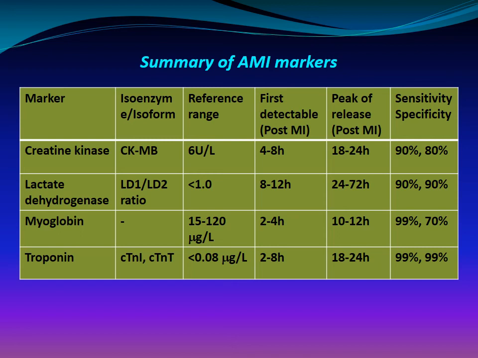Myoglobin. Reference range 15 to 120 microgram per liter. First detectable post-MI 2 to 4 hours. Peak of release post-MI 10 to 12 hours. Sensitivity 99%, specificity 70%. Troponin, cardiac troponin I and cardiac troponin T. Reference range less than 0.08 microgram per liter. First detectable 2 to 8 hours. Peak of release 18 to 24 hours post-MI. Sensitivity and specificity 99%, almost 100%.